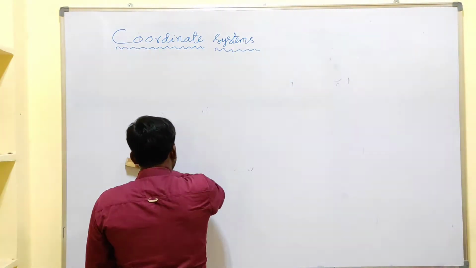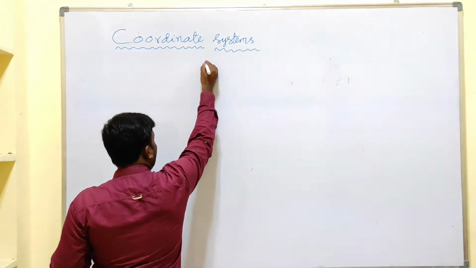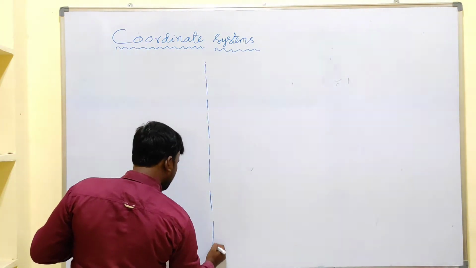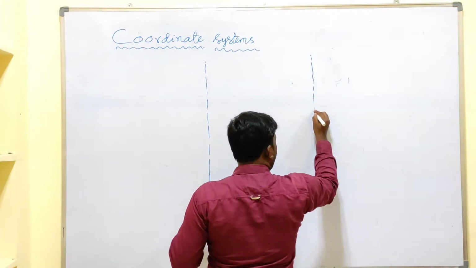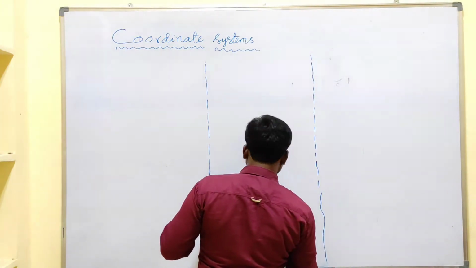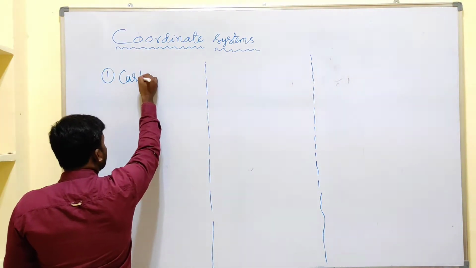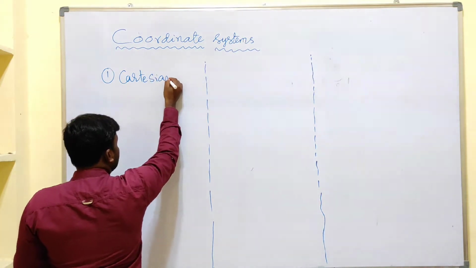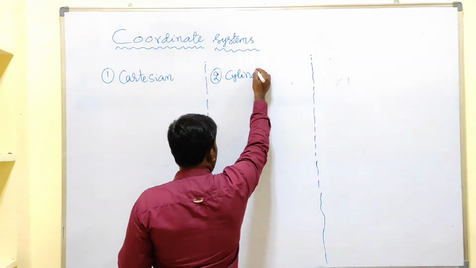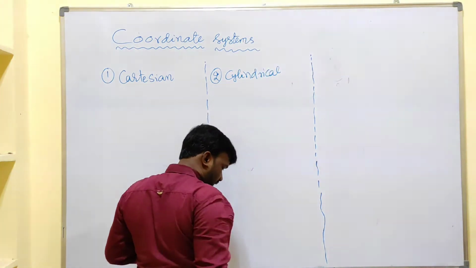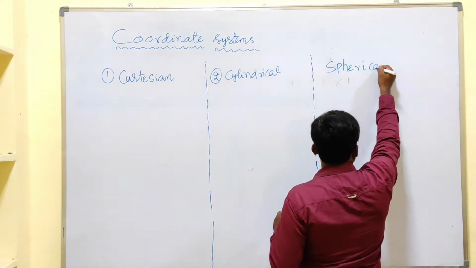What I said, we will use 3 coordinate systems. First one is Cartesian coordinate system. Second one is cylindrical coordinate system. And third one is spherical coordinate system.